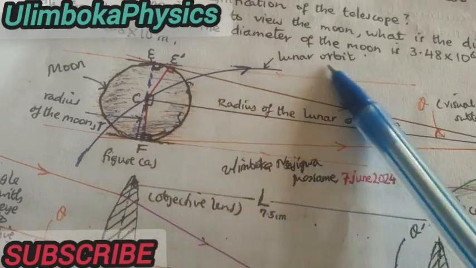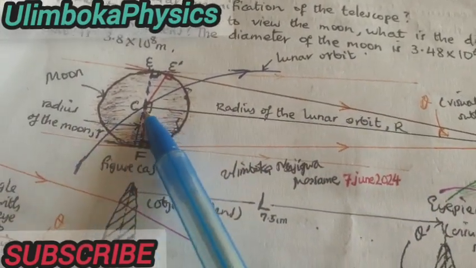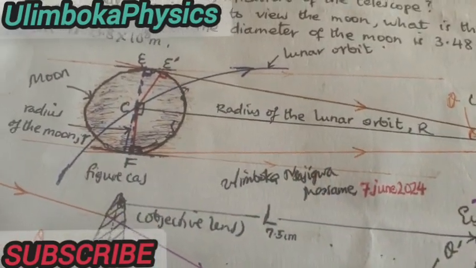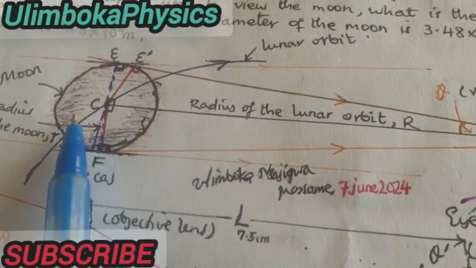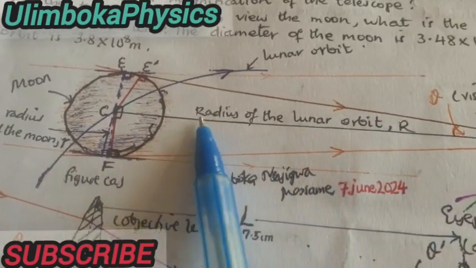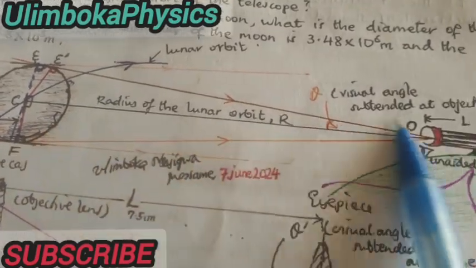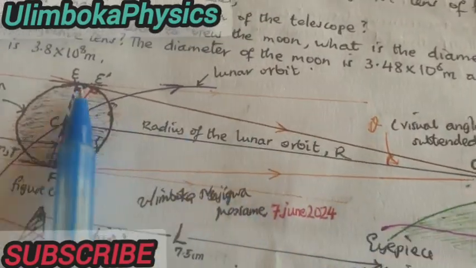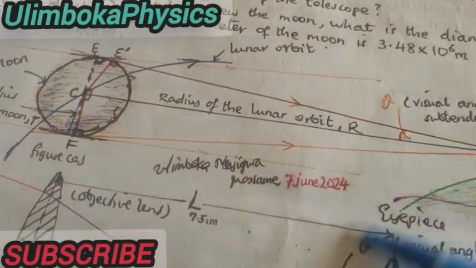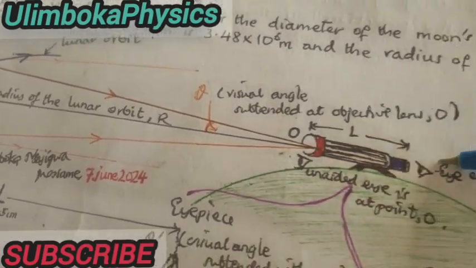Okay, this is our lunar orbit, and this is the radius of the moon, that's CF or CE or CE dash. And this is the radius of the lunar orbit, capital R. That is, the radius of the moon is small r, and for the lunar orbit is capital R from the S. That is our adjacent here now. This is adjacent, and this now is hypotenuse, sorry, and this now is adjacent. Remember, this theta is the visual subtended angle at the objective lens O.